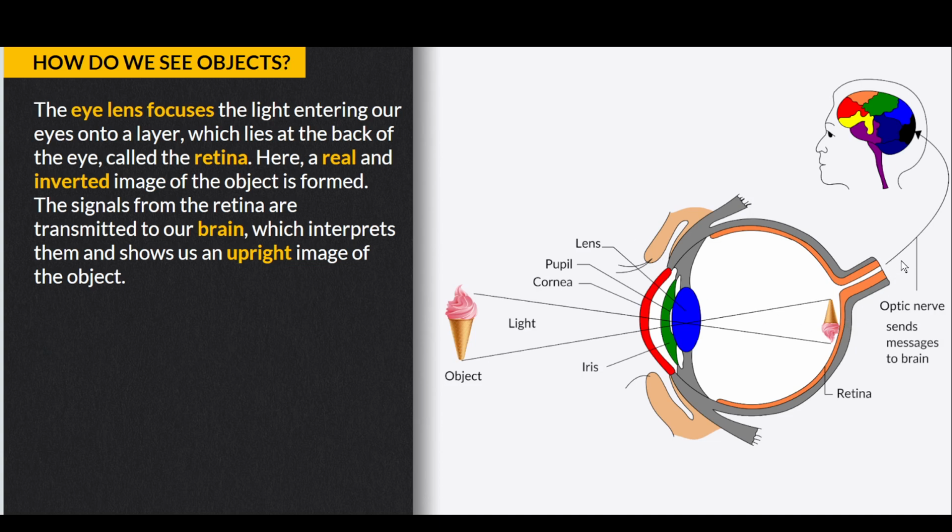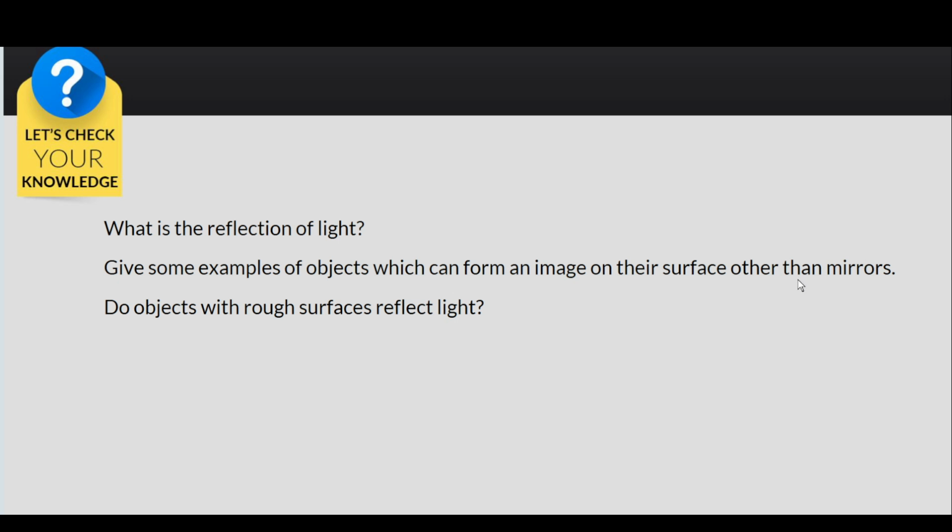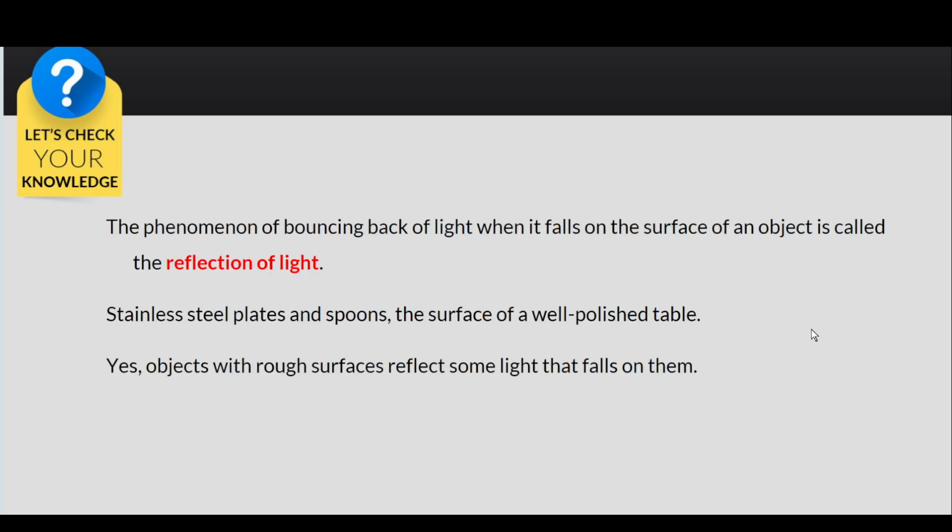So the brain interprets them and shows us an upright image of the object, like here there is an ice cream. You can see the object is upright, but the image formed here is downwards, but our brain analyzes and interprets it and shows us an upright image. Okay, clear?